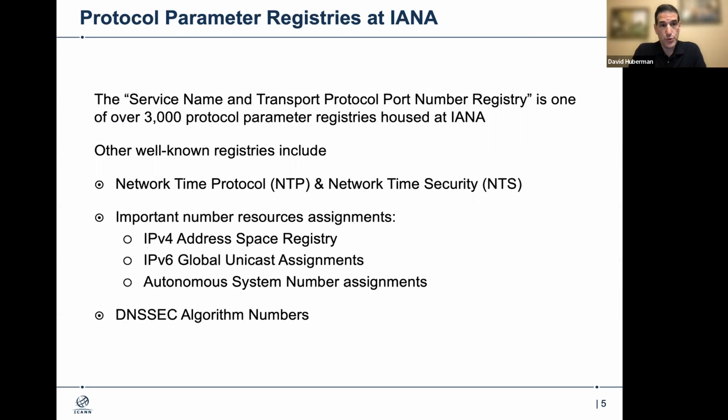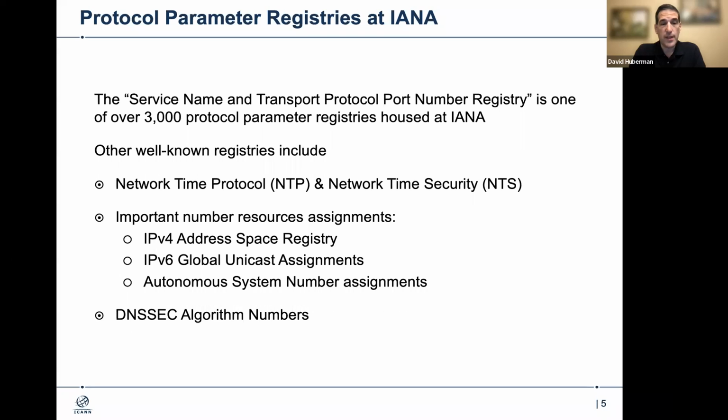Officially, this registry that's at IANA is called the Service Name and Transport Protocol Port Number Registry, okay? It's actually one of about 3,000 protocol parameter registries that ICANN has at IANA. There are lots and lots of them, from the really well-known to the really obscure.